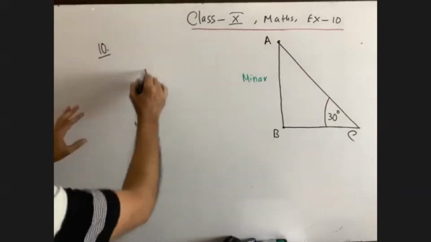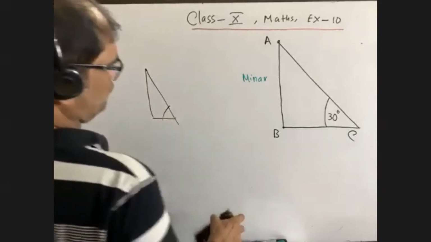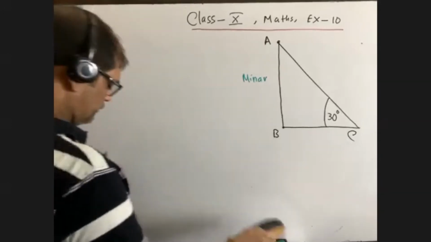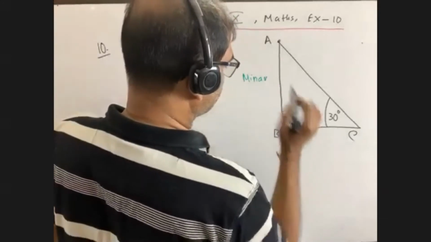You will draw like this and it is 30 degree. No, you will not get marks. So what is to do? You must draw an angle of 30 degree, and the perpendicular sign is to be given here.